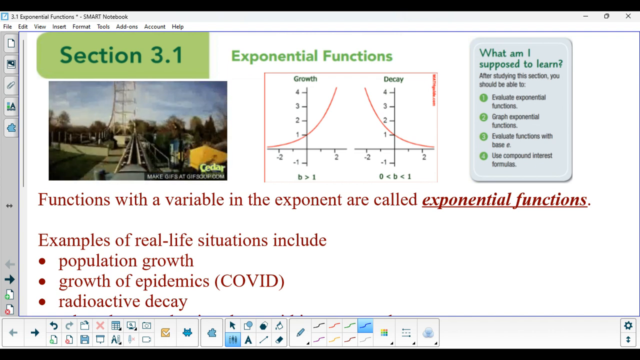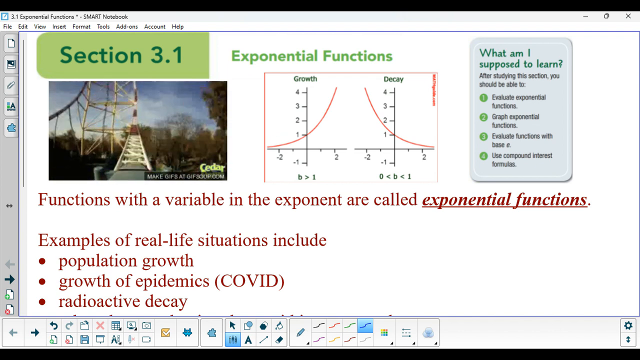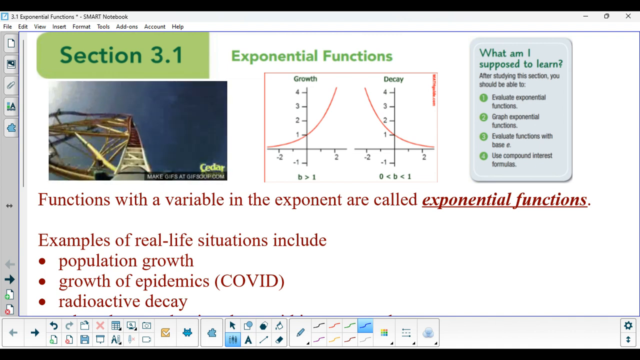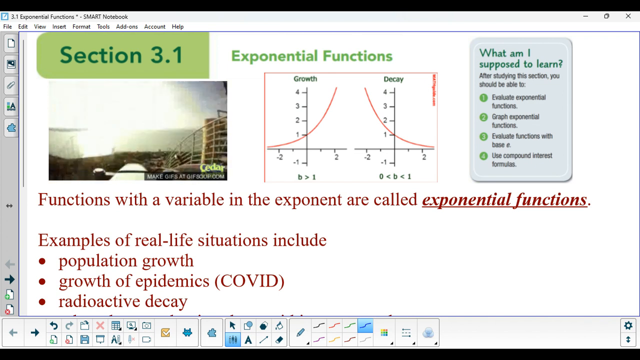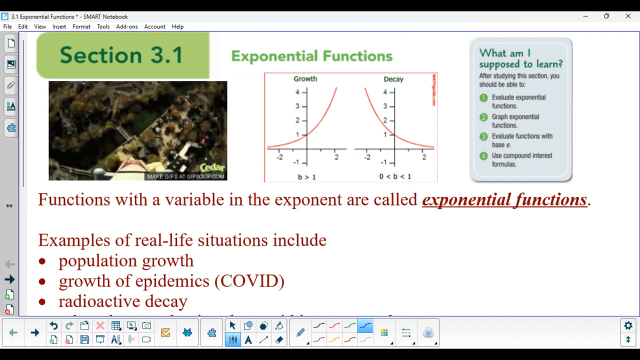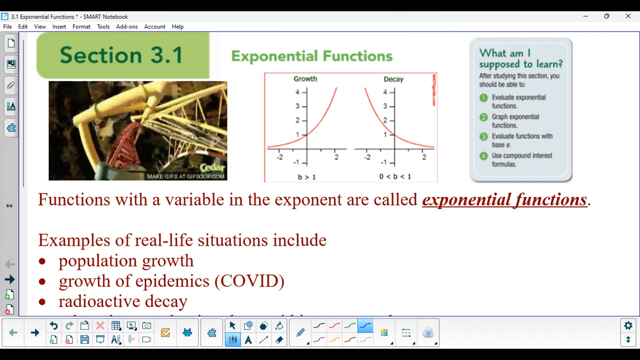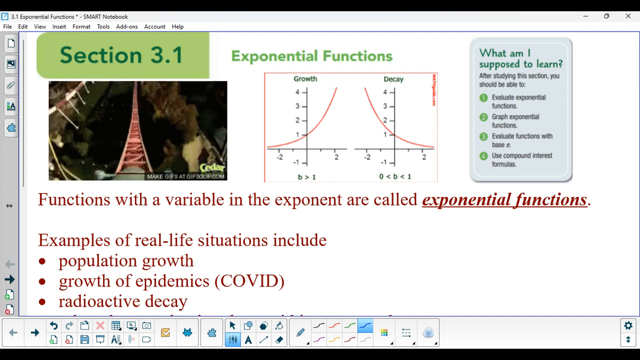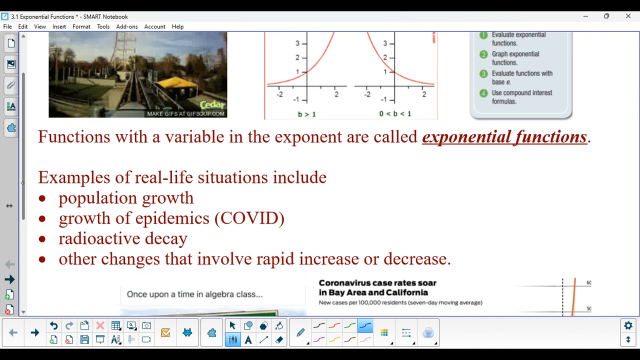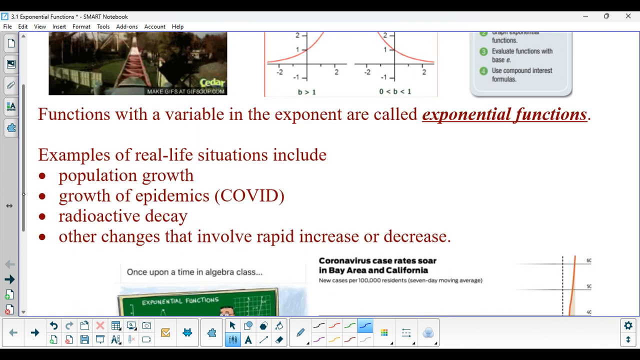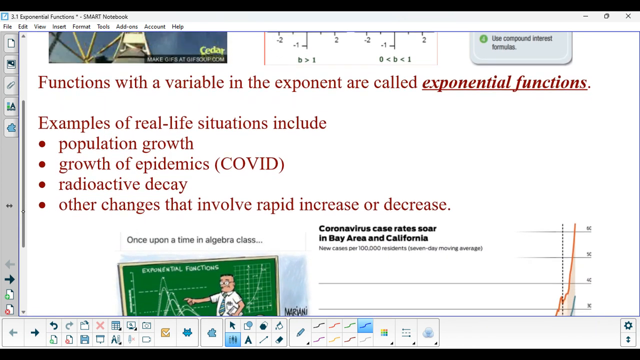So, first of all, exponential functions. What you can tell about what they are is any sort of function that has a variable in the exponent. We'll see a couple of examples of what would actually look like an exponential function in a second. But as we scroll down here and take a look, we always talk about, hey, what's a real life situation? When would this be used in life?